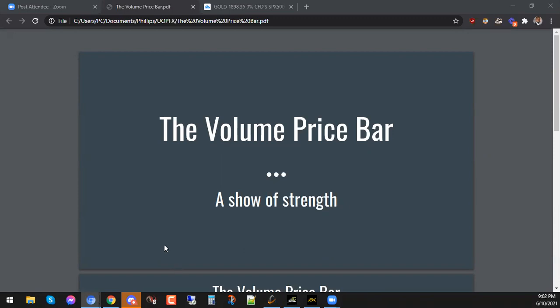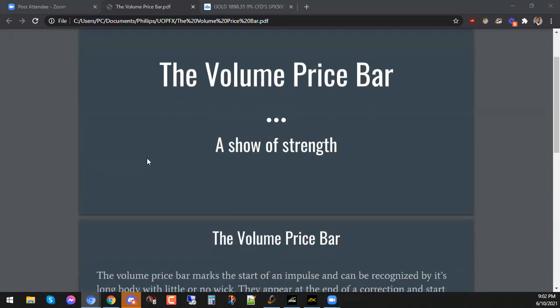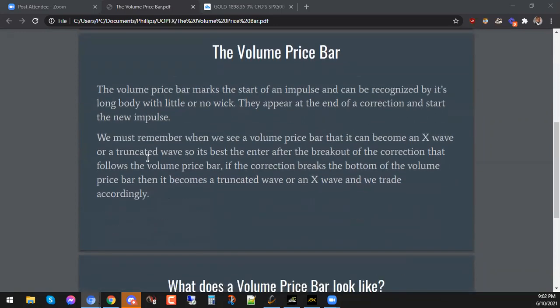All right. Now, let's jump into the volume price bar. The volume price bar basically marks the start of an impulse. It can be recognized by its long body with little or no wick. They appear at the end of a correction and start of a new impulse.